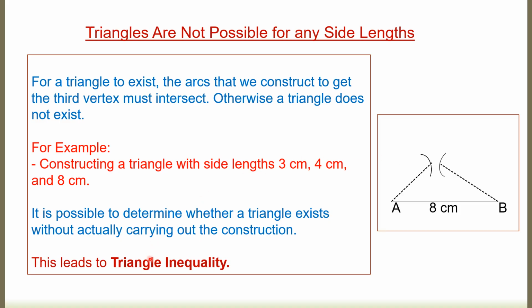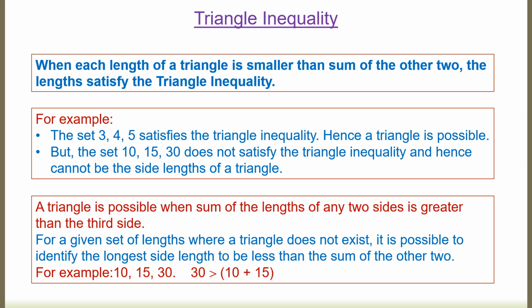Now, it is possible to determine whether a triangle exists without actually carrying out the construction. This part you will understand when you learn about triangle inequality. Triangle inequality. Let me start from here. A triangle is possible when the sum of the lengths of any two sides is greater than the third side.